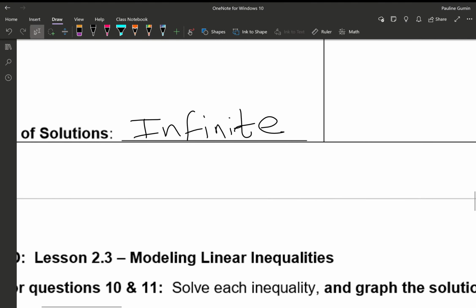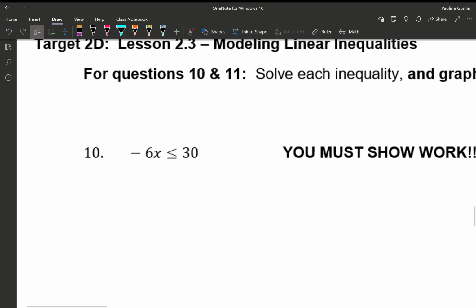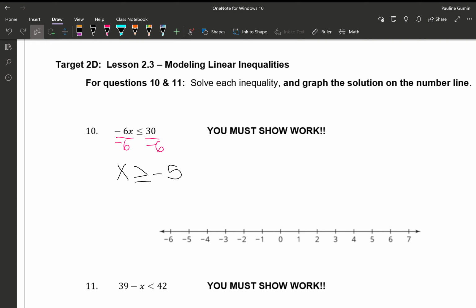Modeling linear inequalities. All right, we're going to solve and graph. Let's do it. For number 10, this is a little one-step inequality. We're going to divide both sides by -6. On the left, we're left with x. On the right, -5. And because we divided by a negative number, my symbol flips. Now this is a greater than or equal to.